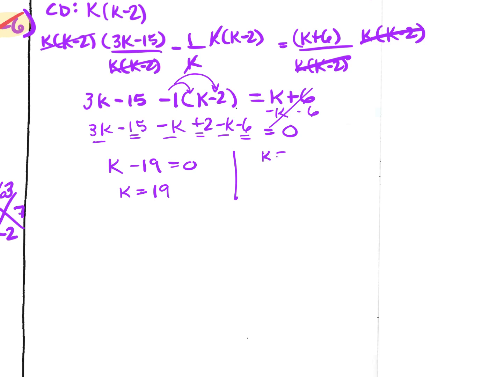We had k could not be 0, and k minus 2 could not be 0, so k cannot be 2. Those are my extraneous solutions. Does this match either one of those? So, are any of them we can throw them away? Nope. So my solution is that. Okay.